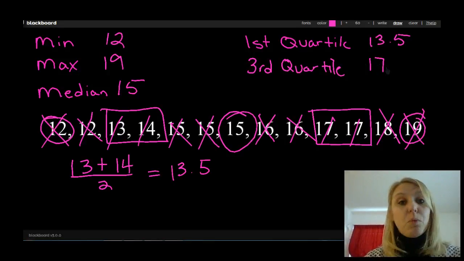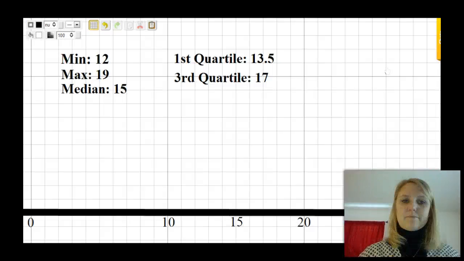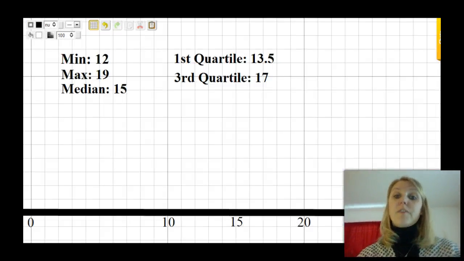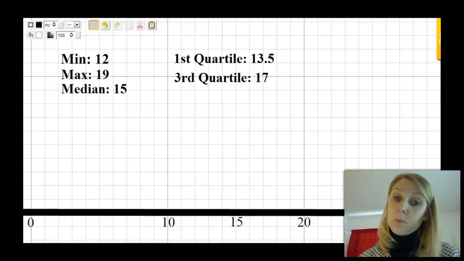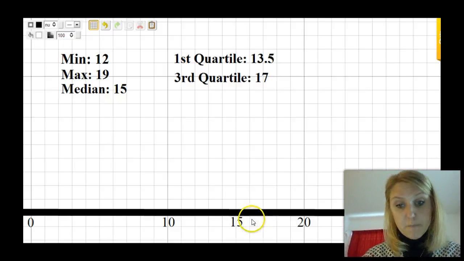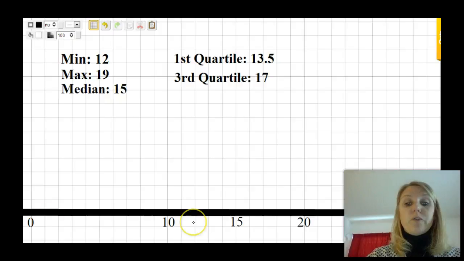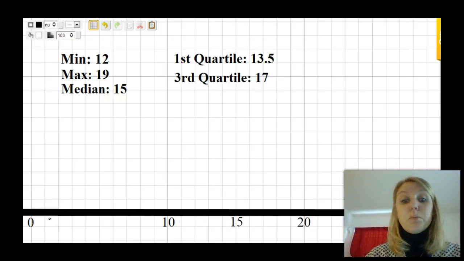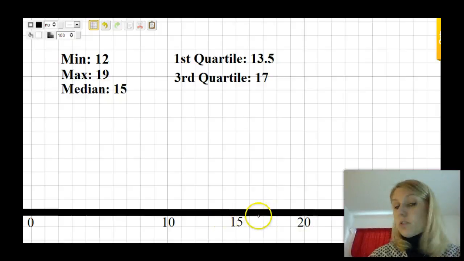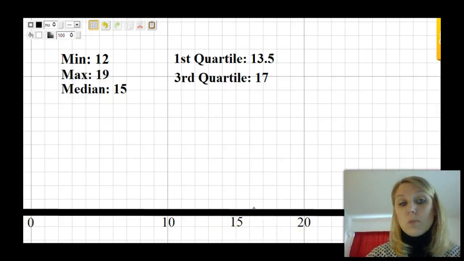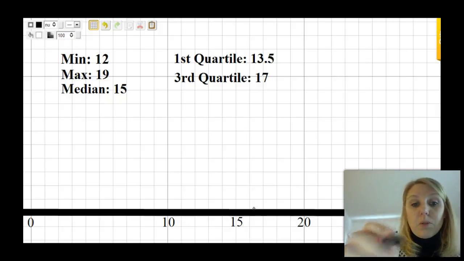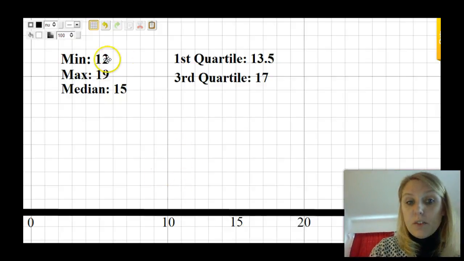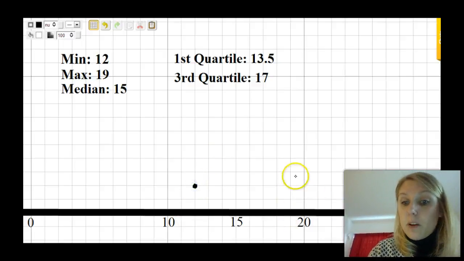Our next step will be to take our 5-number summary and actually plot it on a number line like the one you see below here. We have a number line going from 0 to 20. Most of our numbers in this, or actually all of them, are between 10 and 20, so we're going to concentrate on that part. All we need to do is first plot our minimum and our maximum, and I will do that with just putting a dot above the 12 and a dot above the 19.